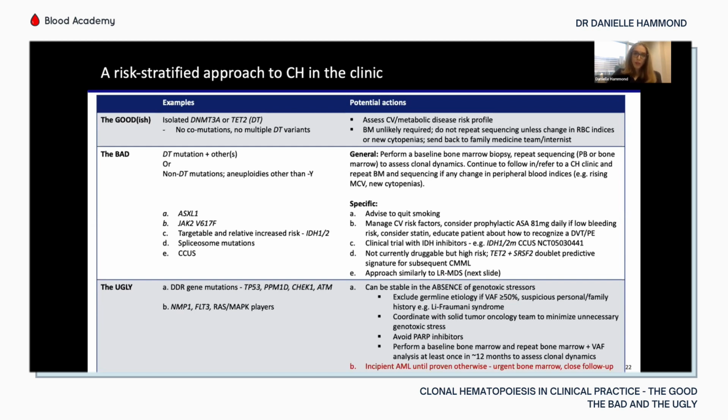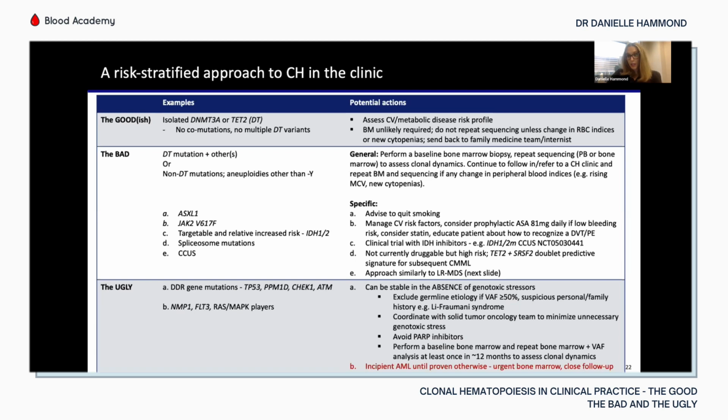And then the final category, the ugly. So these are mutations that I consider to be equivalent to incipient AML. So I don't think there really exists a state of clonal hematopoiesis when you find the underlying NPM1, FLT3, or mutation in a RAS/MAP kinase player.